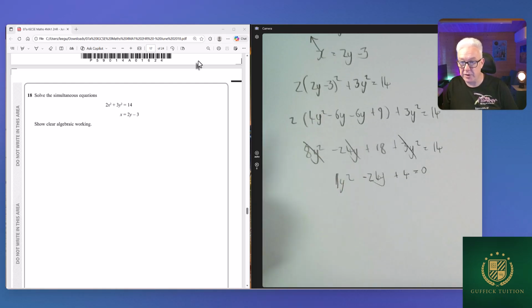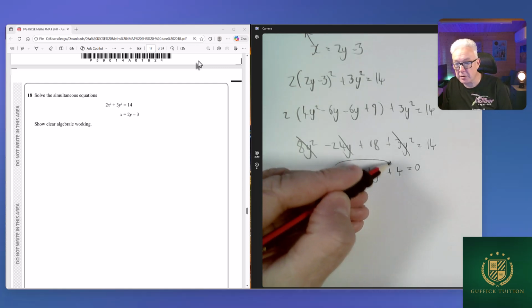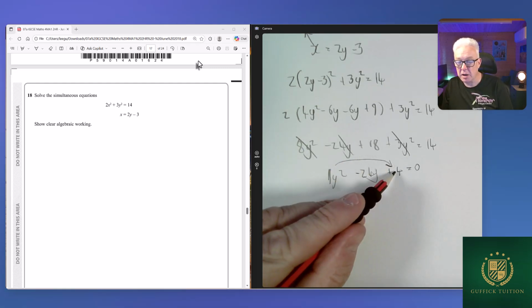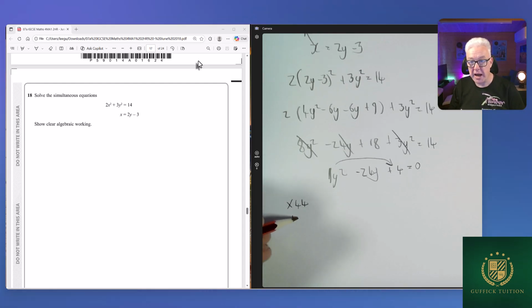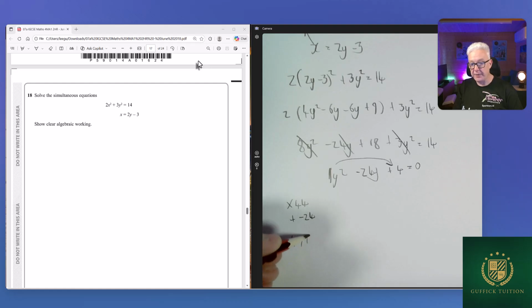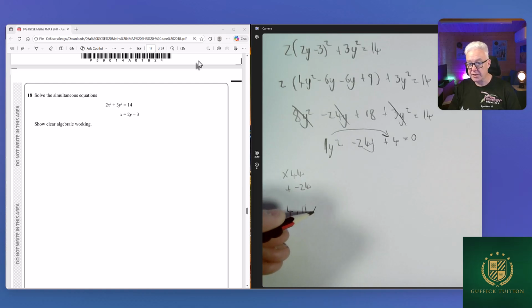Okay, so that's 11 there. So I'm going to use our old rainbow split method. Other methods are available. So 11 times by 4 is 44, so we're looking for two numbers that are going to times together to make 44, but are going to add together to make minus 24. So let's think about what our options are. Could it be 4 and 11? 4 times 11 does indeed make 44, but 4 add 11 does not make 24. So this can't be that.